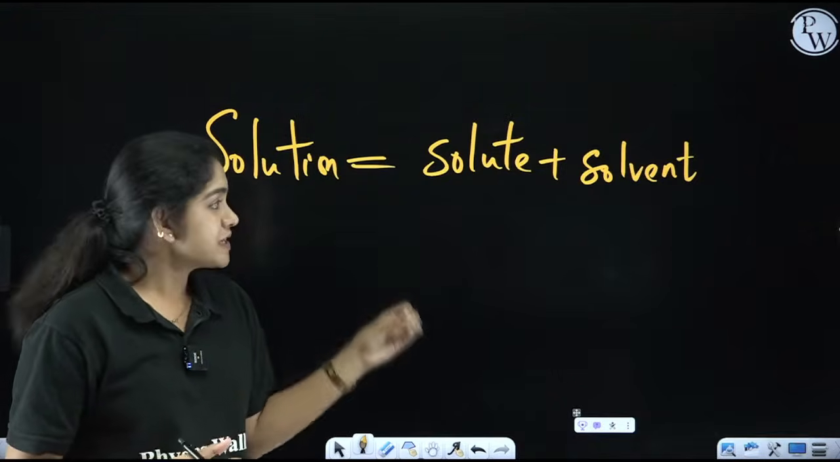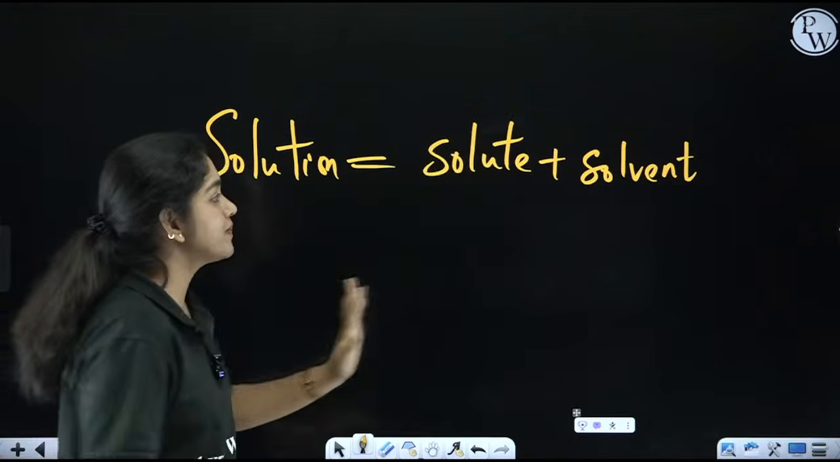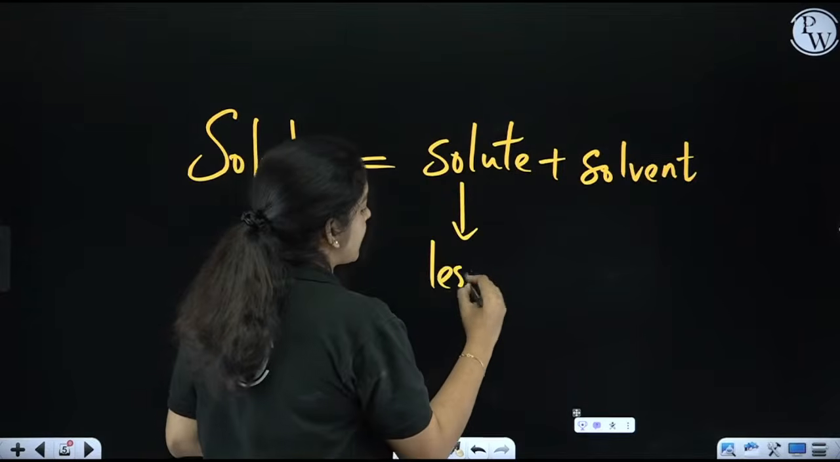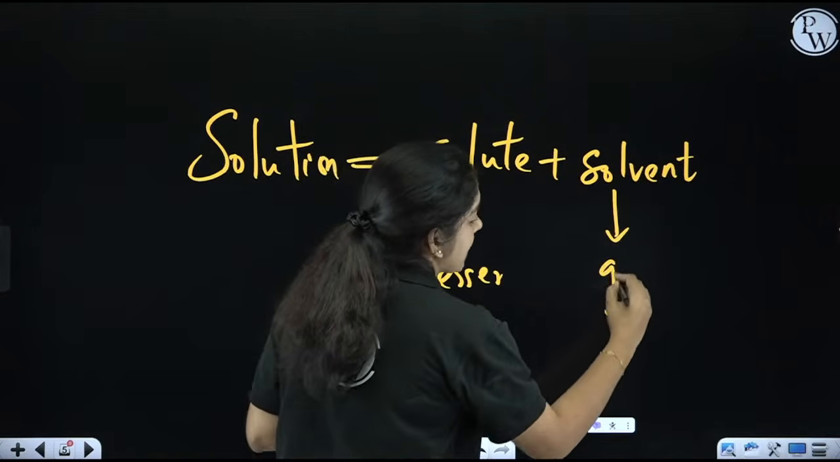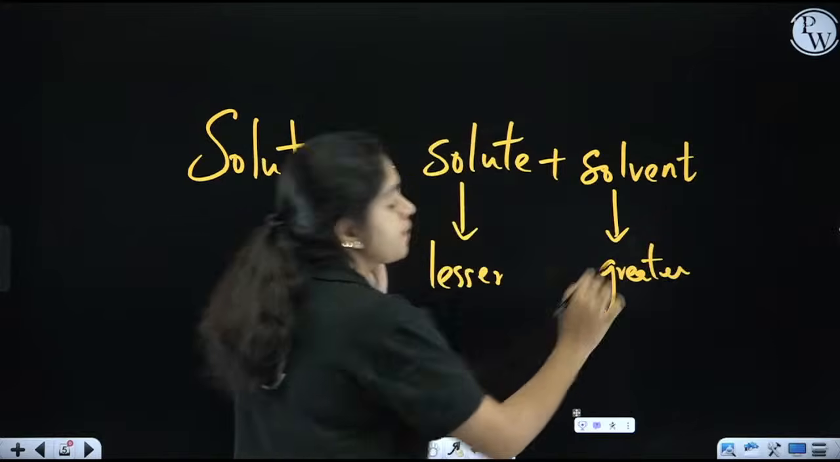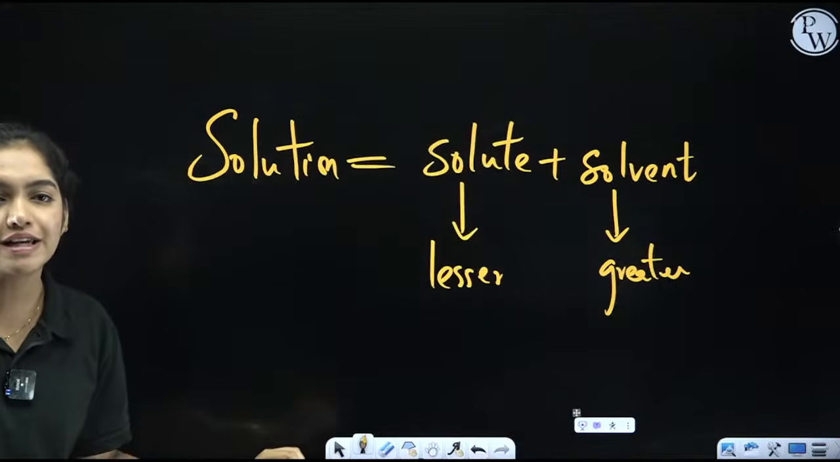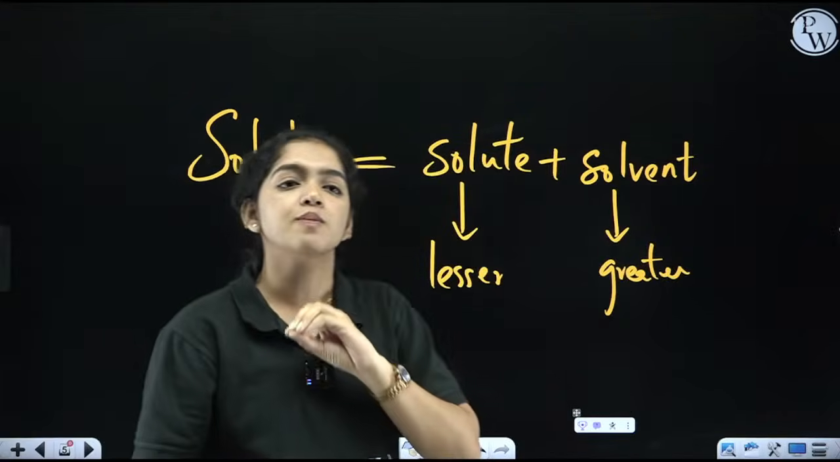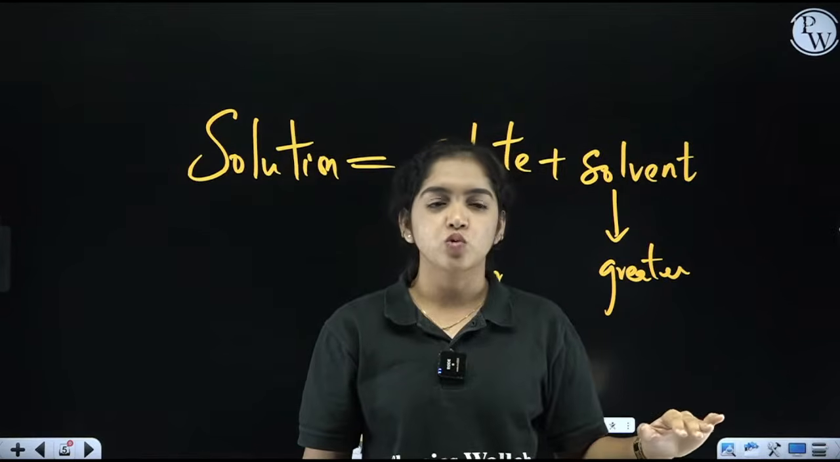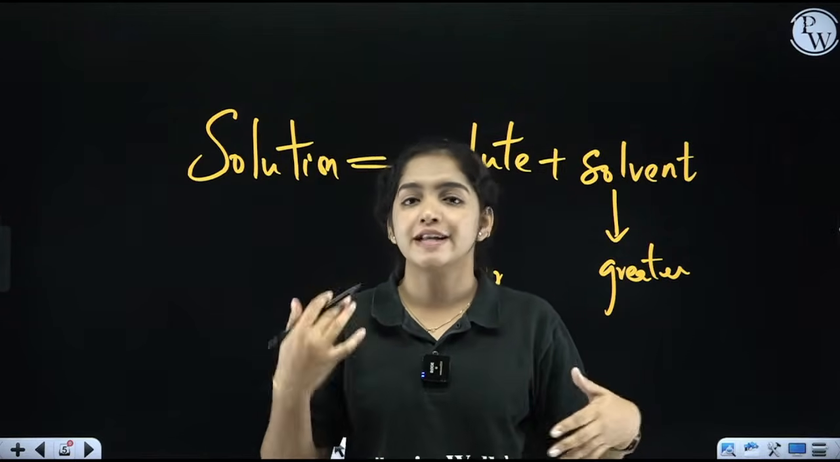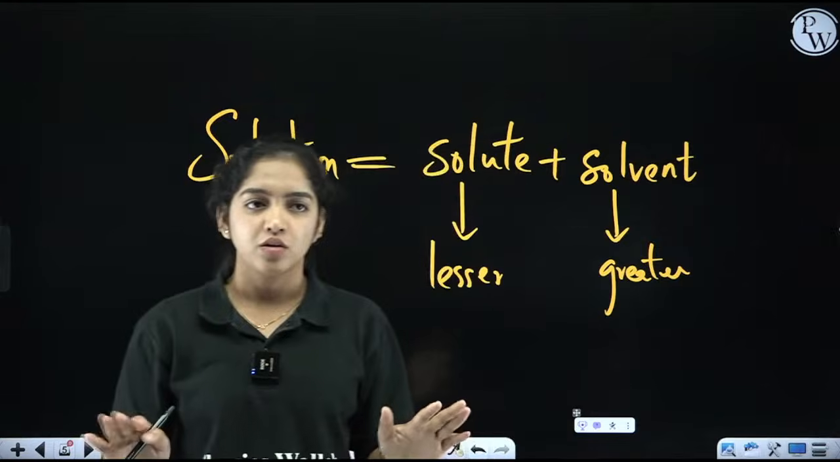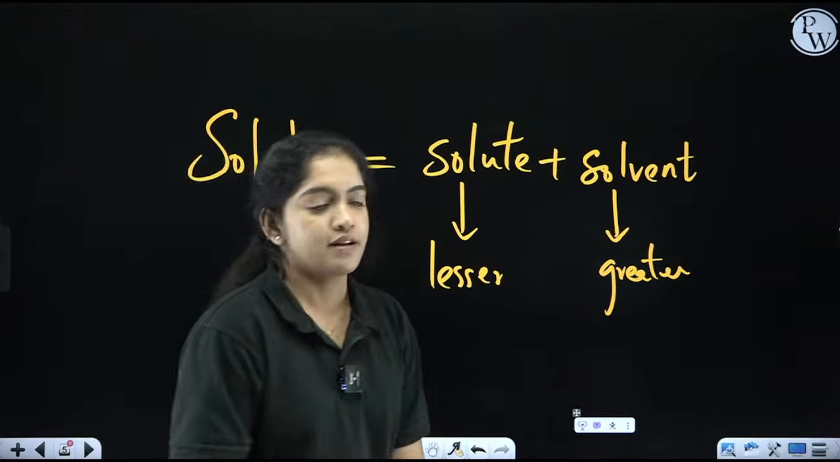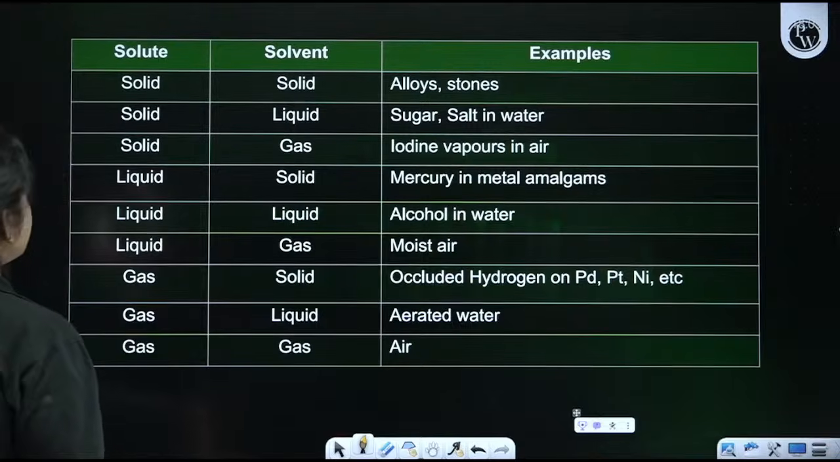So a solution is made up of solute and solvent. Solute means present in a lesser quantity, and solvent is present in greater quantity. Together they will form a solution. So they are a homogeneous mixture. Homogeneous means the composition will be the same throughout the solution. There won't be any change. If you are tasting the liquid, it will be the same. Got it? Clear, right? Then we can go to the next one.